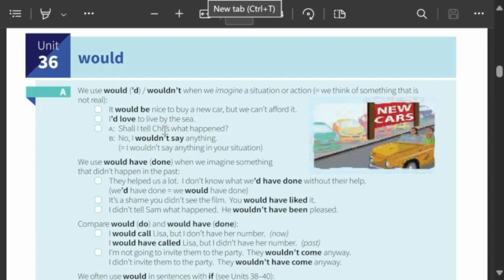Shall I tell Chris? He's asking for an opinion. Should I do that or not? Shall I do that? Shall I? Remember, shall I or shall we, not shall you, shall he. Shall I tell Chris what happened? No, I wouldn't say anything, you see.